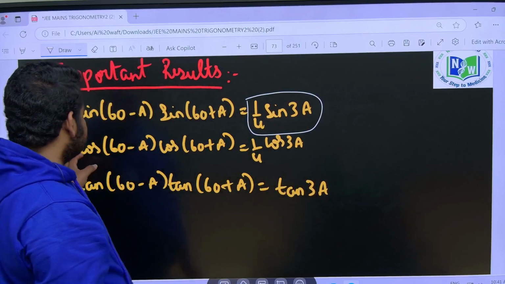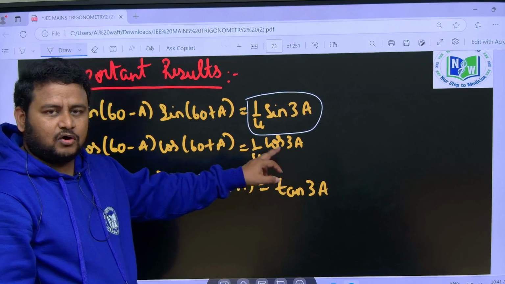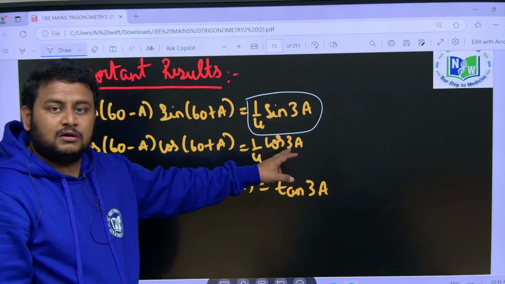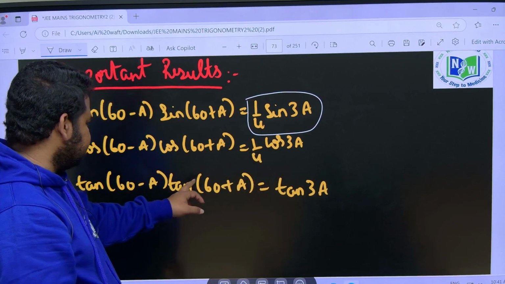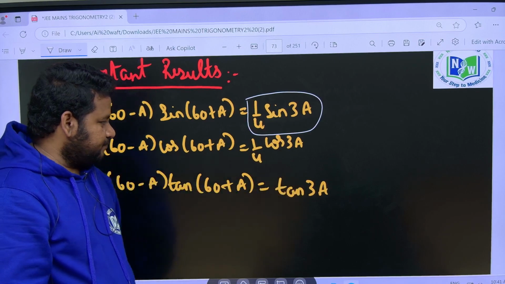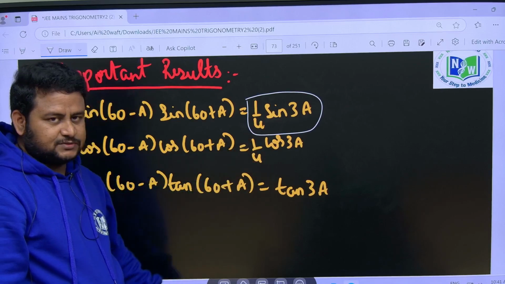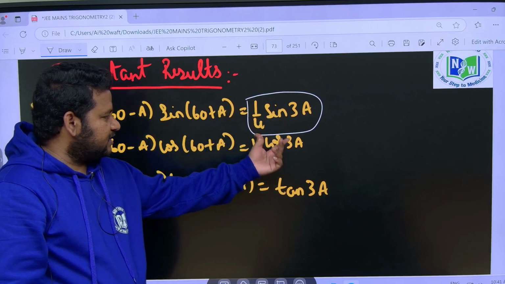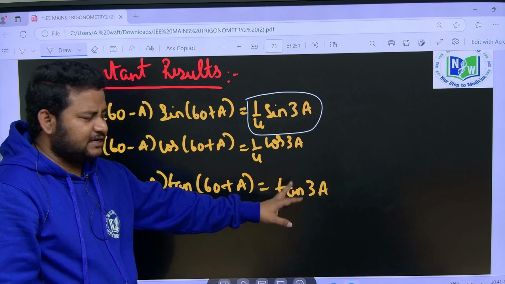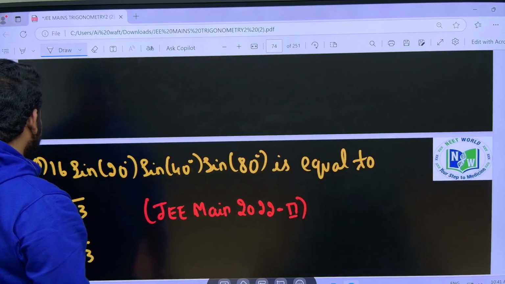Even in terms of cos, cos A cos(60 minus A) cos(60 plus A) is equal to 1 by 4 cos 3A, right? Now in terms of tan, tan A tan(60 minus A) tan(60 plus A) is equal to tan 3A. 1 by 4 is not there, why? Because tan 3A is nothing but sin by cos, so you will get sin 3A by cos 3A, 1 by 4 cancels, and you will get tan 3A, simple, fine. So based on this we will see the questions.